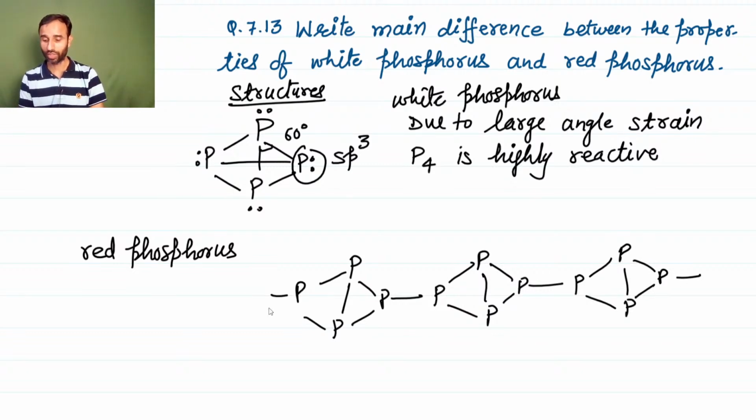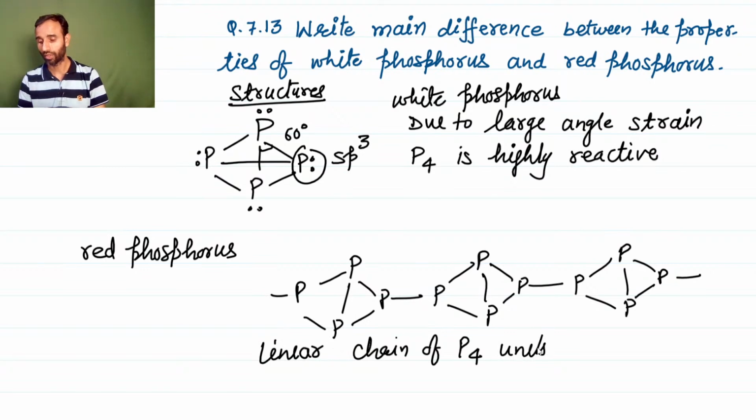Okay, and therefore there is a chain of P4 units. Means red phosphorus is a linear chain of P4 units, and white phosphorus has discrete molecules. And out of white phosphorus and red phosphorus, which one is more stable? Yes, beta. Can you tell me? Yes, Manjot. Out of white phosphorus and black phosphorus, black phosphorus is most stable. That is the third form of phosphorus. Okay, allotropes of phosphorus are white, red, and black.